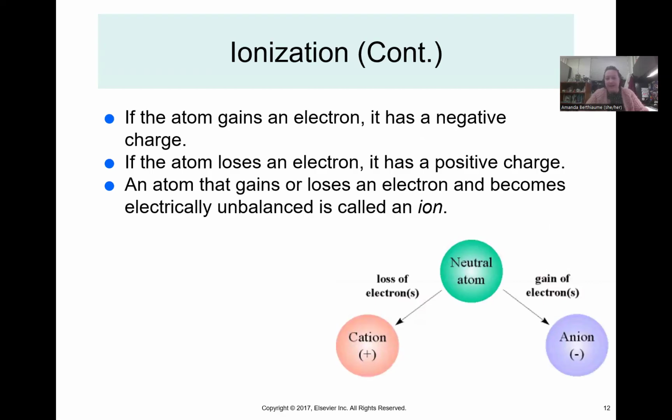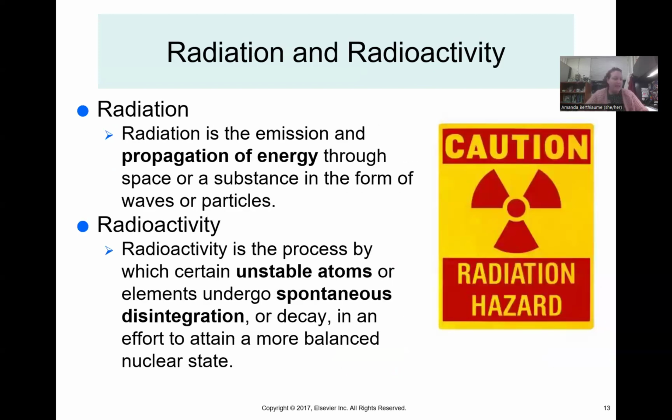So we have cations and anions. A cation is a loss of an electron, and an anion is a gain of an electron. And radiation in dentistry, specifically X radiation, is used and is not radioactivity, right? So we are creating energy through space in waves or particles.